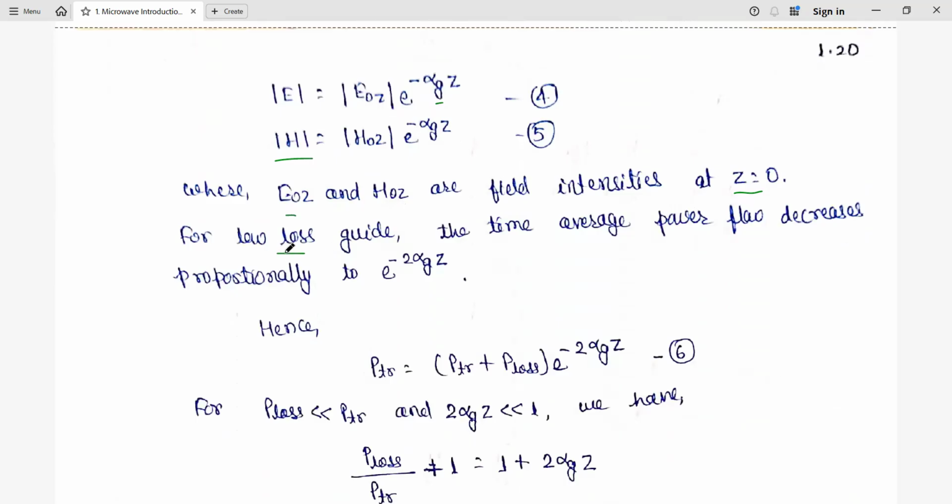Like we have seen in the case of transmitted power, what we have is E into H, by using the Poynting vector.